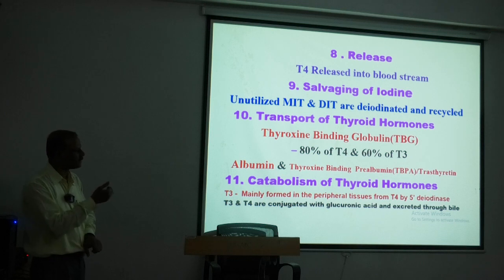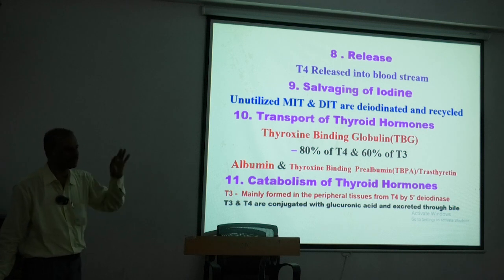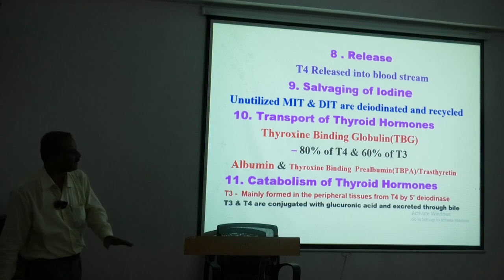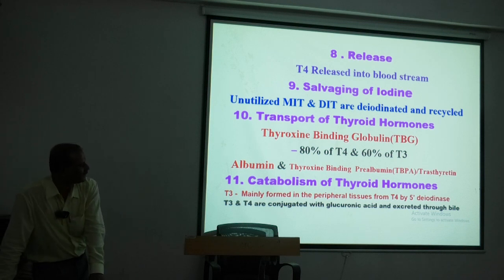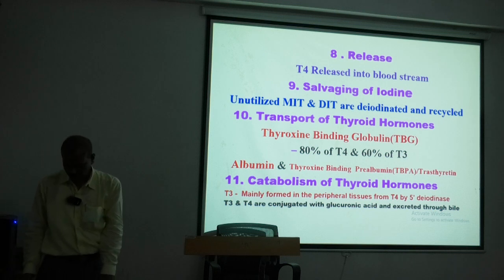Then thyroid hormone undergoes catabolism in the peripheral tissue. I told you that T3 is formed mainly in the peripheral tissue, not by the thyroid. 80% of T3 is produced in the peripheral tissue. Then T3 and T4 are conjugated with glucuronic acid in the liver and excreted through the bile. Finally, it gets excreted through the stool, through the intestine.